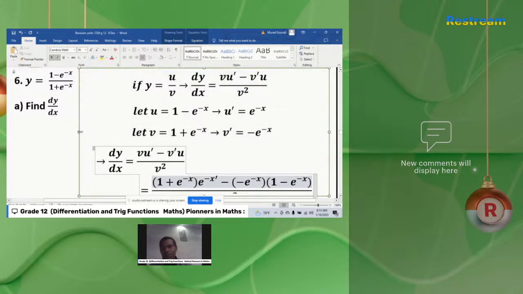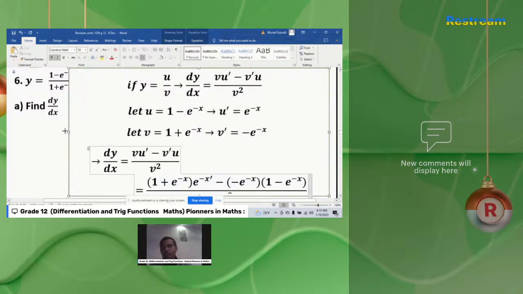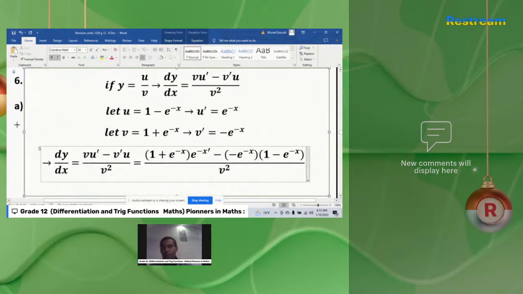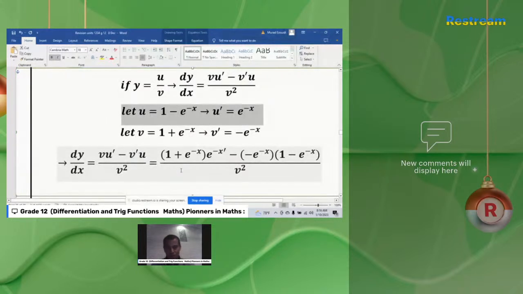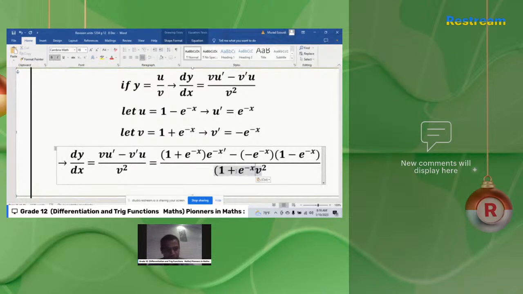Therefore, learners, okay. Therefore, now divided by what? By exponential of v square, which is 1 plus exponential minus x all square. Of course, you should write it into parentheses. Okay. I will delete this one.